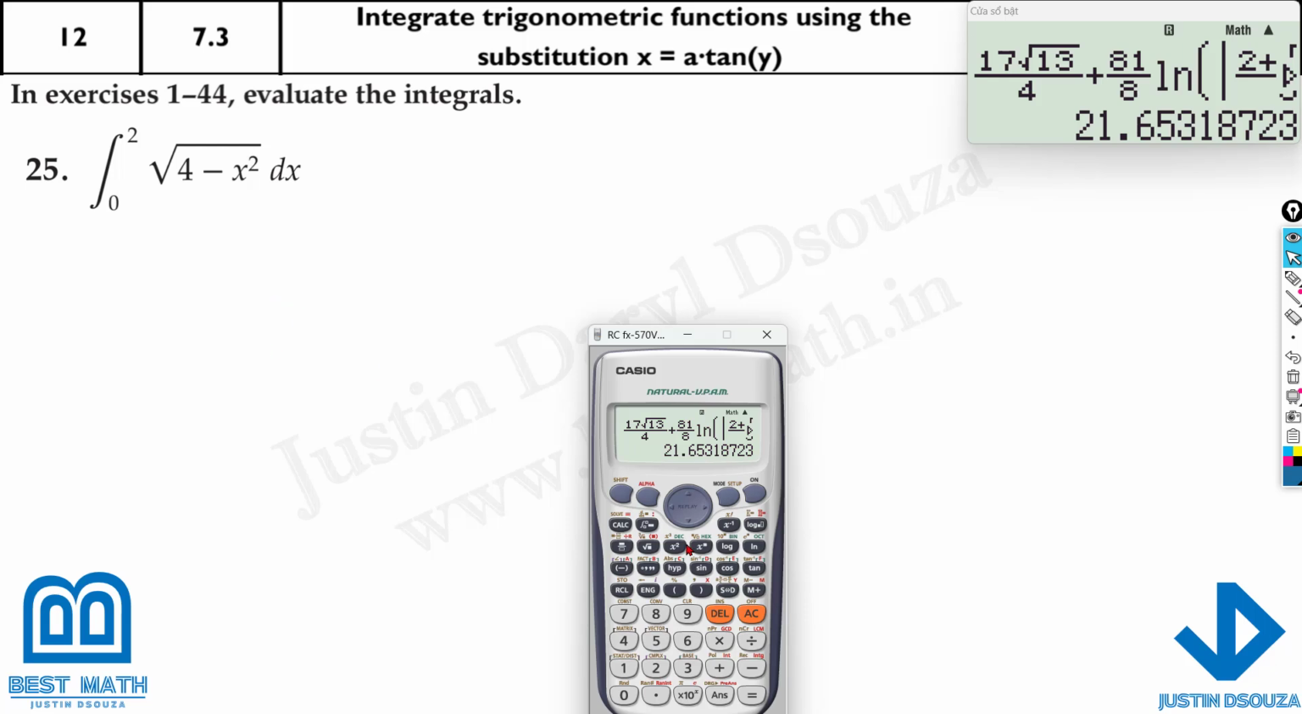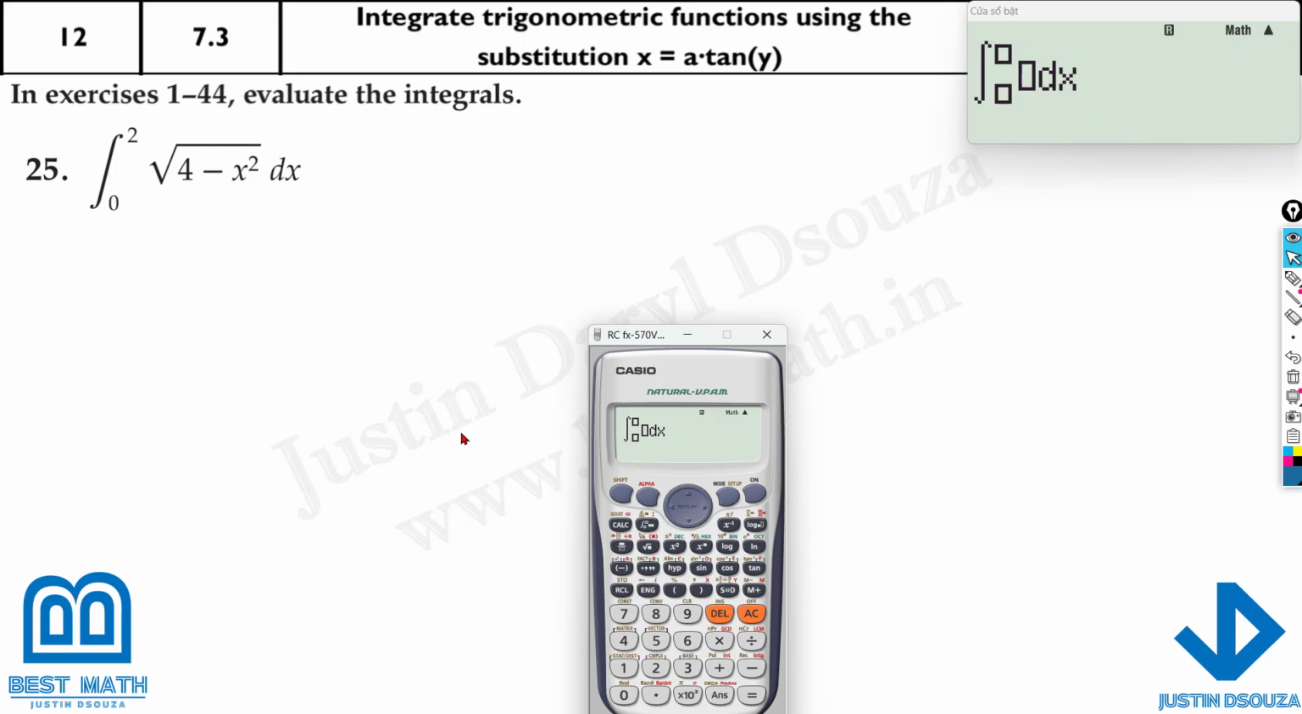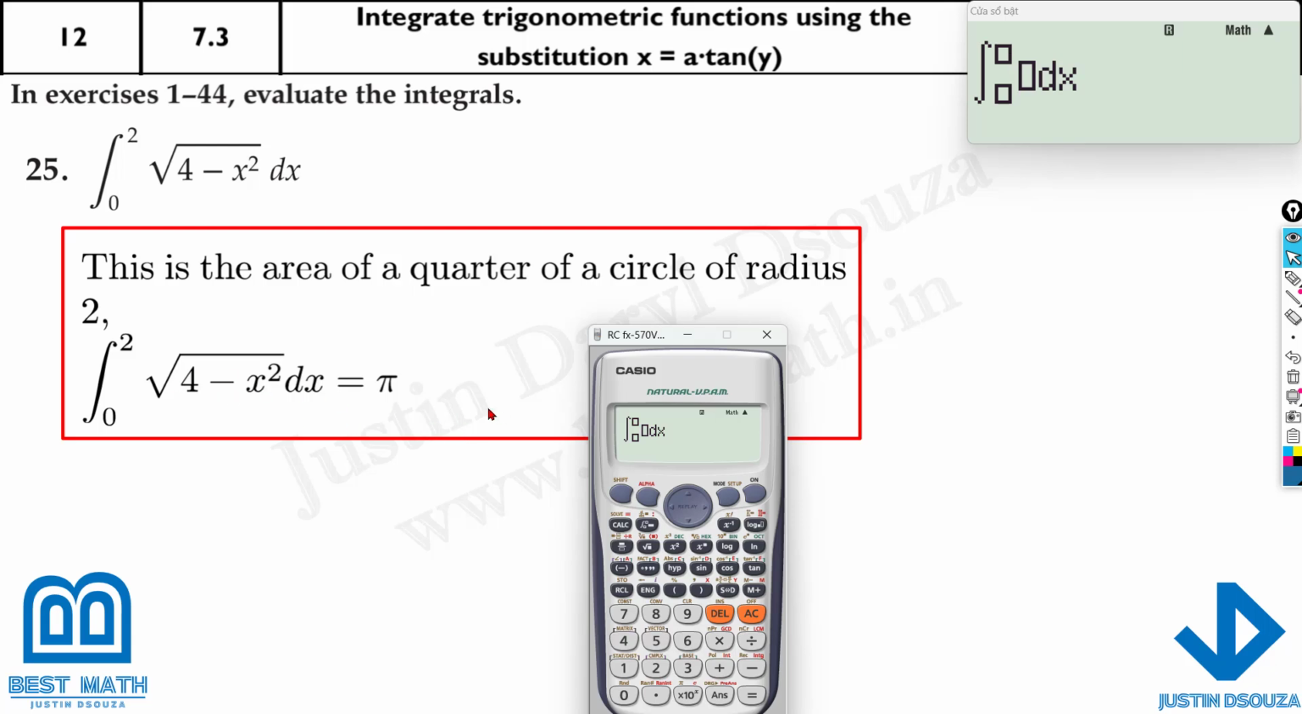Similarly, we can solve all these problems. Here you will have the correct answer. But in the exam, remember, you will have 4 options. You need to try it for all the options. Let's try this one out.